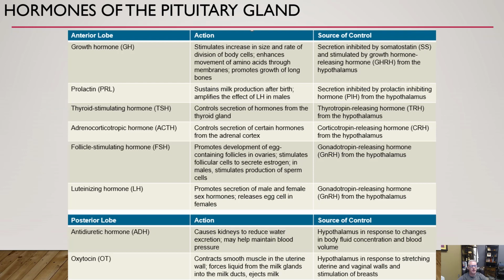Okay, so here are the anterior and posterior lobe hormones with their actions and their sources of control. I'm not going to read those to you. We talked about most of these throughout the lecture.